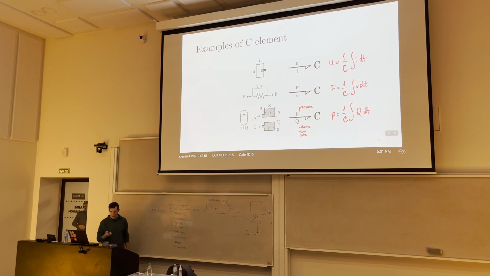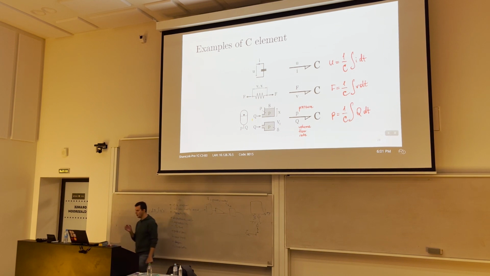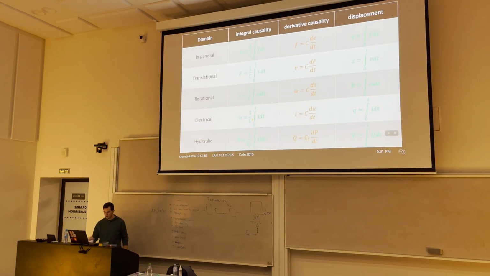And we can use C element to model capacitors, springs, and those kind of elements in hydraulics. And this is the equation. For example, force in translation motion equals 1 over c, where c is a compliance. So 1 over c is the coefficient of stiffness times the integral of velocity, and the integral of velocity is the displacement x, right?